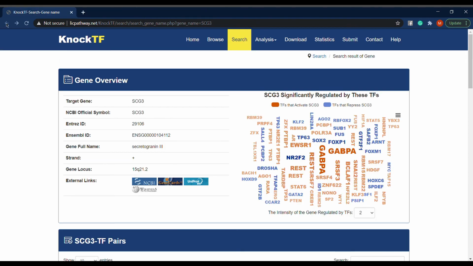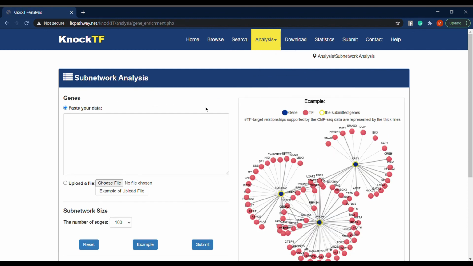Some issues with KnockTF include broken links, like the upstream pathway annotation links leading to a 504 timeout error. The website also provides analysis options to generate subnetworks of transcription factors and target genes, and further enrichment of transcription factors. However, neither of these appear to work, as the site provided examples yield no results.